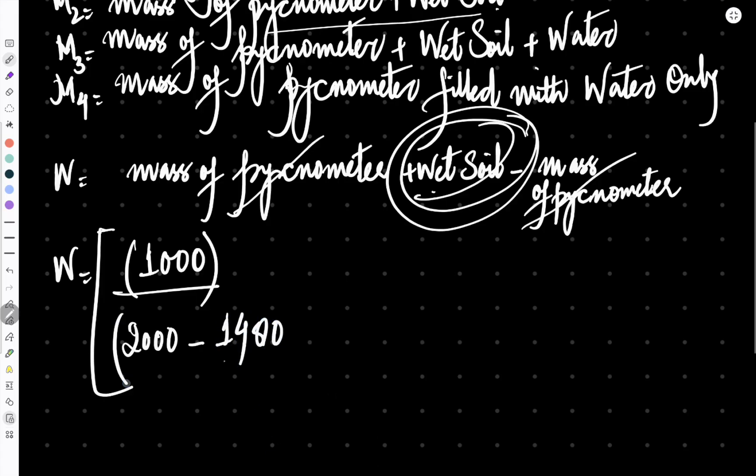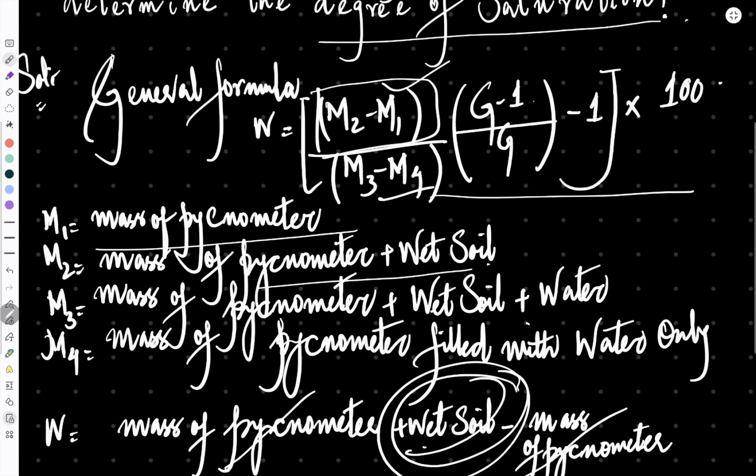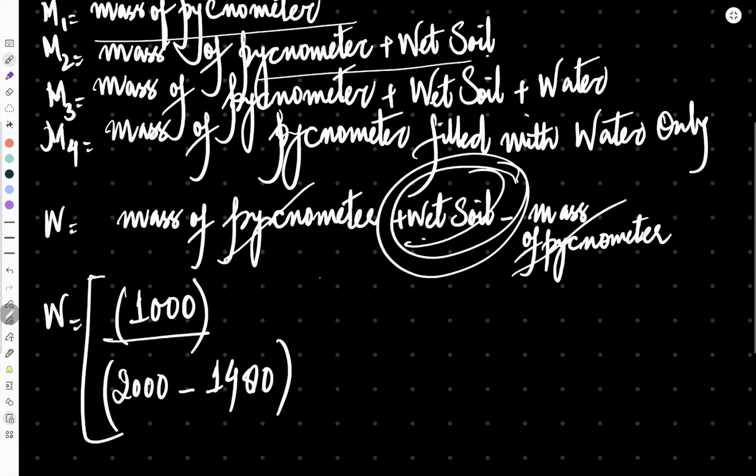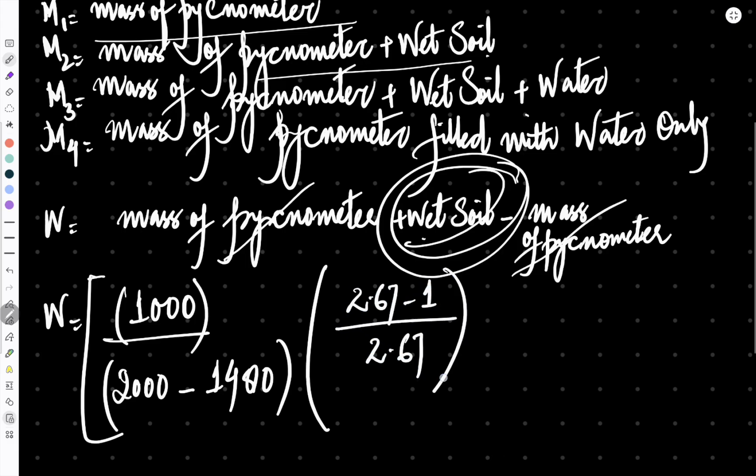All right. Then what is the general equation? G minus 1 divided by G. G is given. How much is G? 2.67 minus 1 divided by 2.67. Once again, I'm telling you, it's quite impossible to determine the water content of a given soil sample by the pycnometer method without knowing the specific gravity of the soil solids. We must know this, then only can we find the water content by the pycnometer method for any given soil sample. All right.